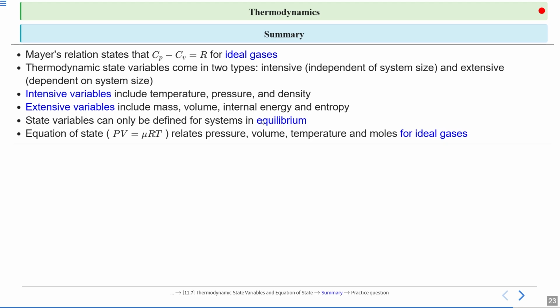State variables depend on the initial and final state. They are path independent variables, like internal energy. For a cyclic process, the change in internal energy should be 0.